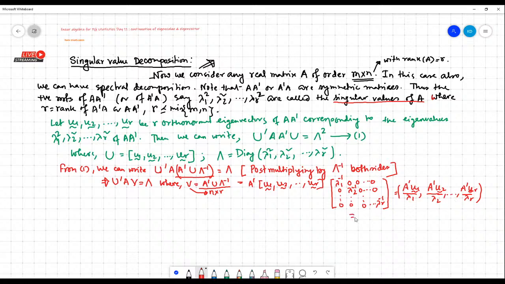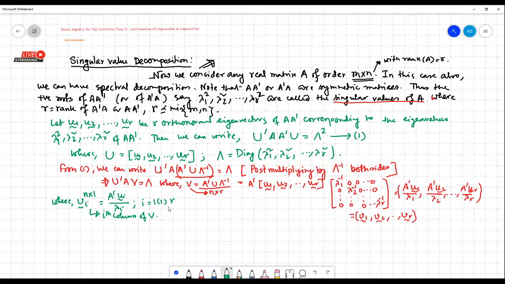This is equal to V1 curl, V2 curl, up to Vr curl, where Vi curl, whose order is n cross 1, is nothing but A prime Ui curl by lambda i, where i is from 1 to r. So this is the ith column of V.